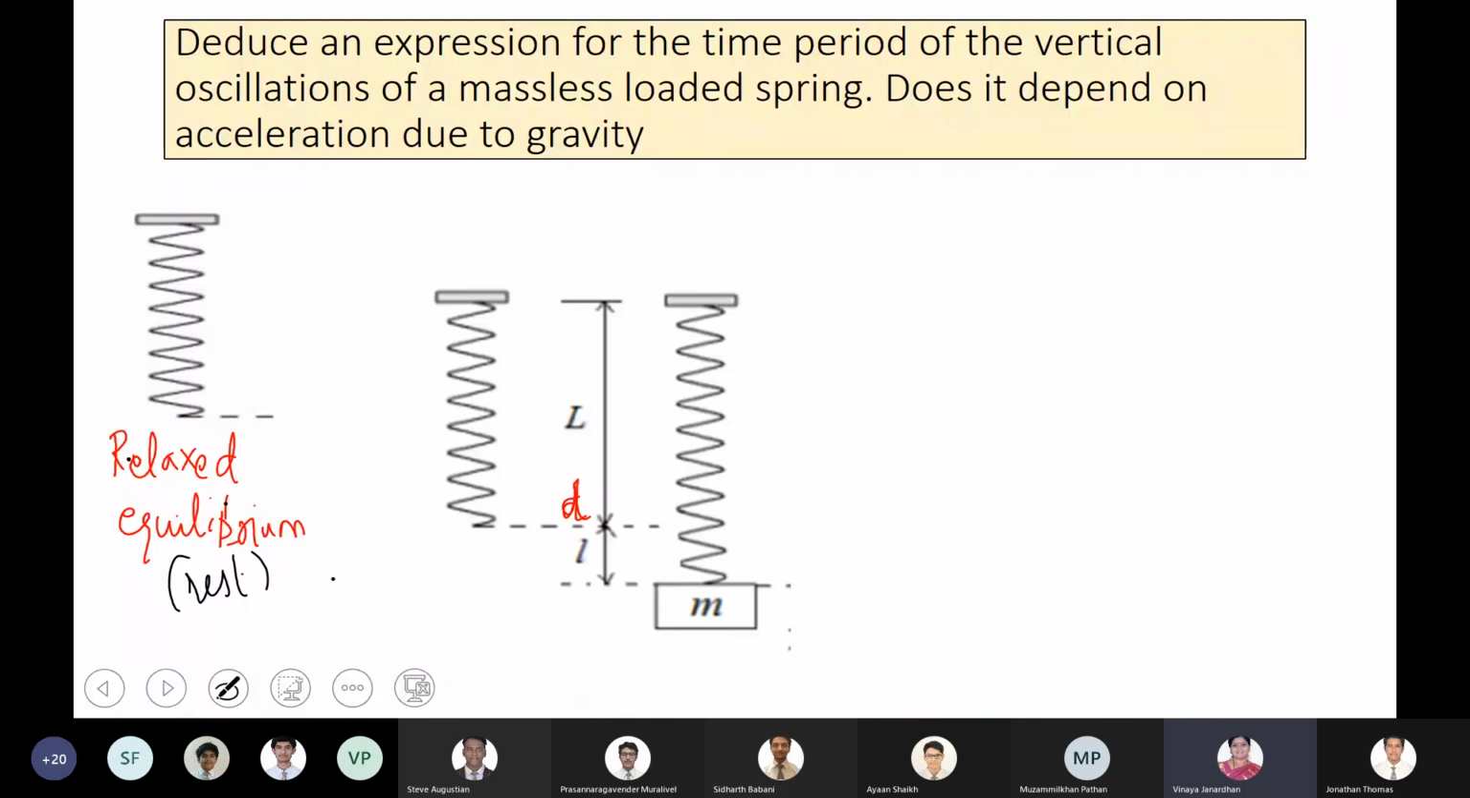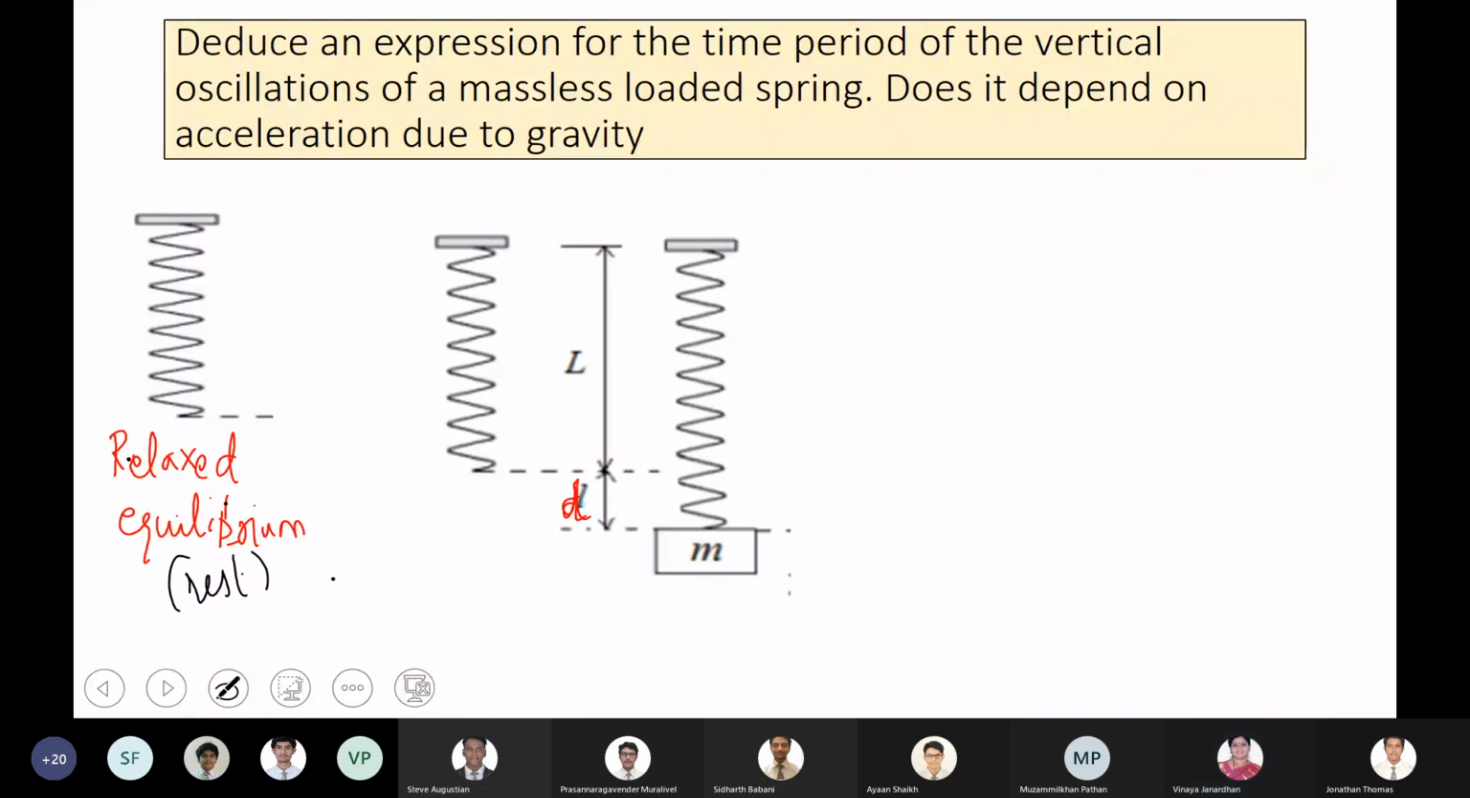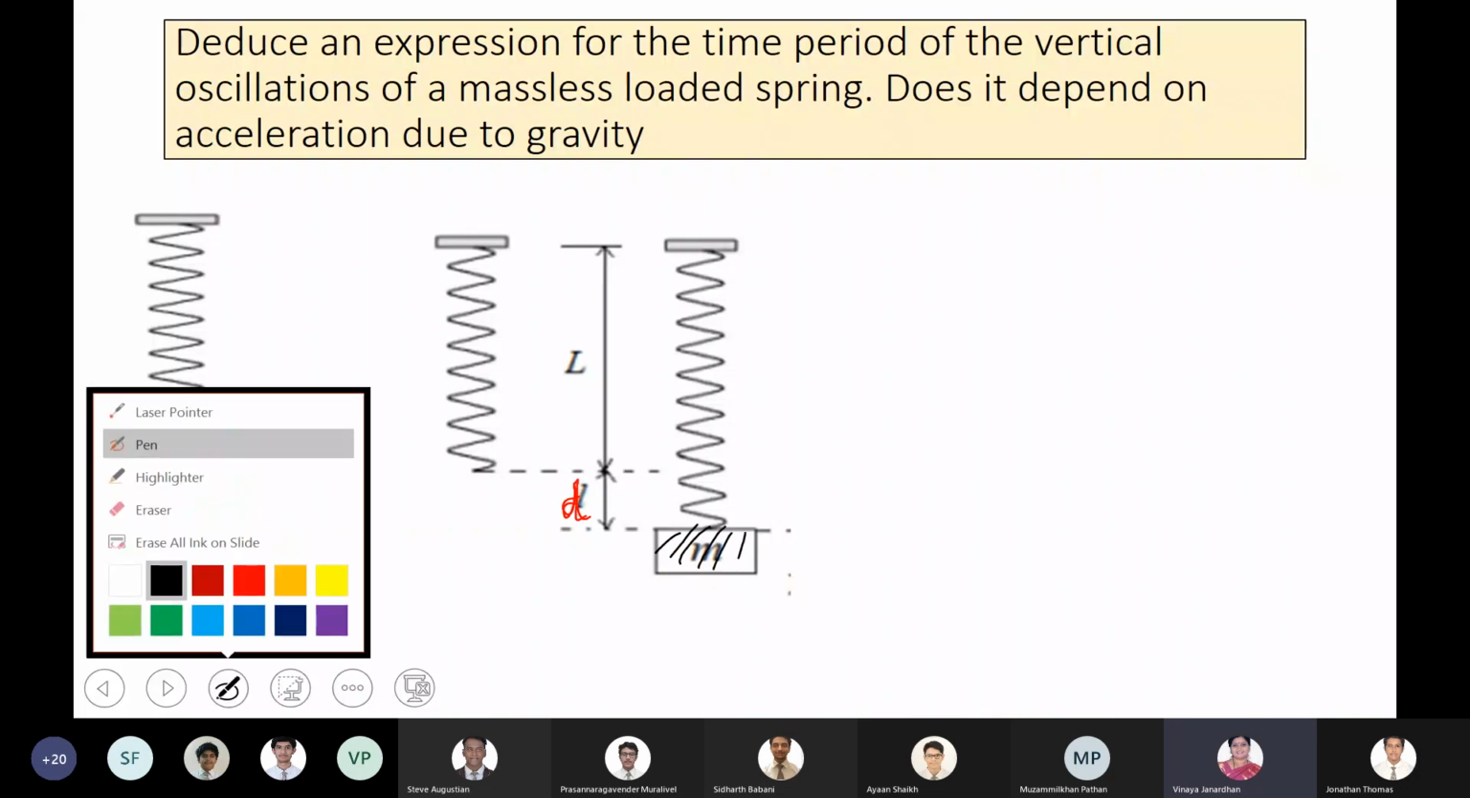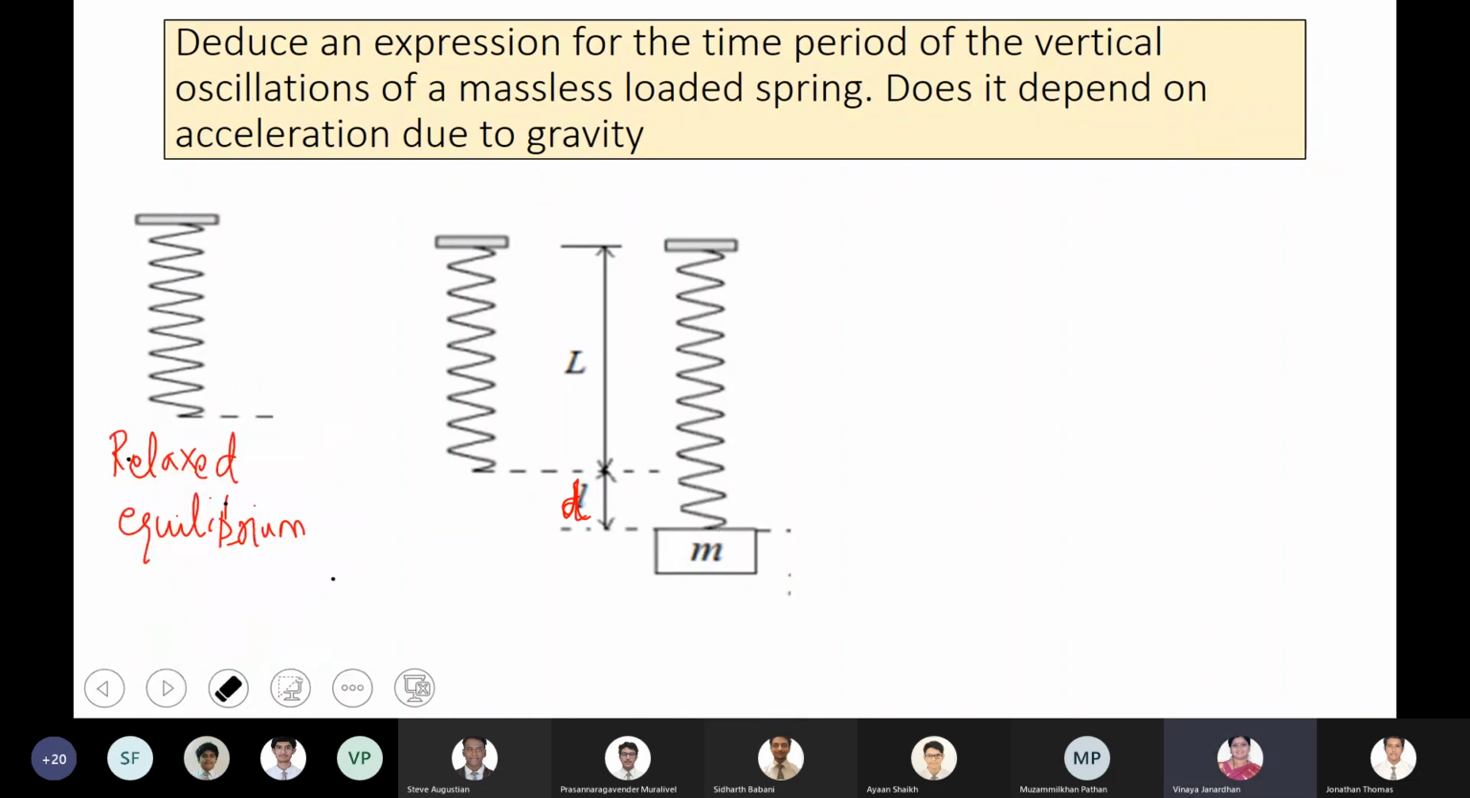Next, we'll attach a block at the free end of the spring, so that the spring will undergo a displacement. Let the displacement be D. You clear, boys? The free end of the spring has a block attached, so because of the weight of the block the spring undergoes an extension D, but still the spring is at rest. Now this configuration we call stretched equilibrium.